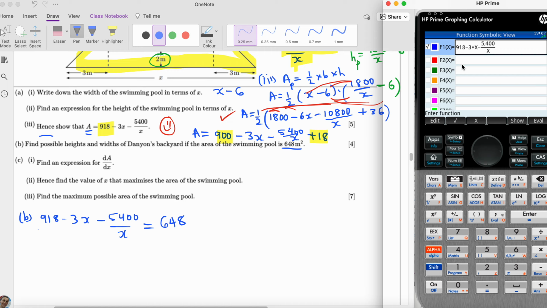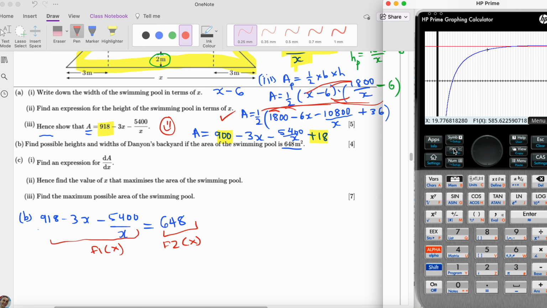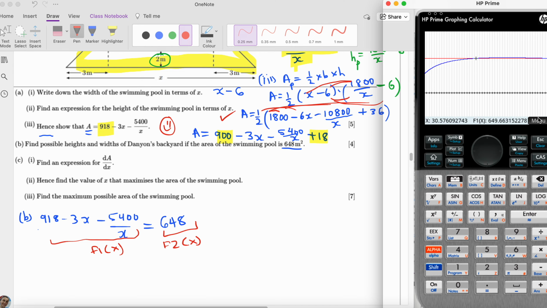So I've already entered it. You pause and enter it. I just don't want to drag this on for too long. And so then you know what to do, right? This is an intersection question. All we're going to do is throw this into F1 and this into F2. Then you are going to have 2 points where they intersect.